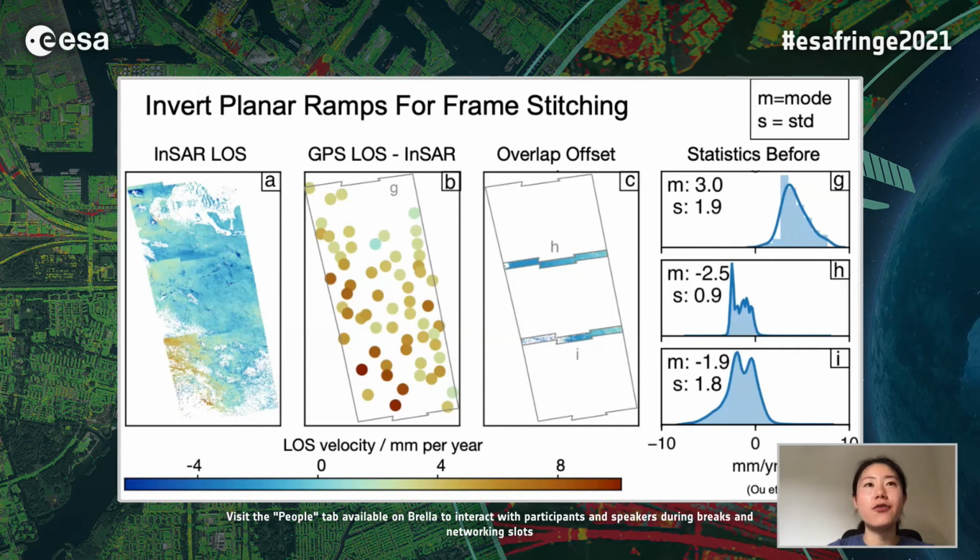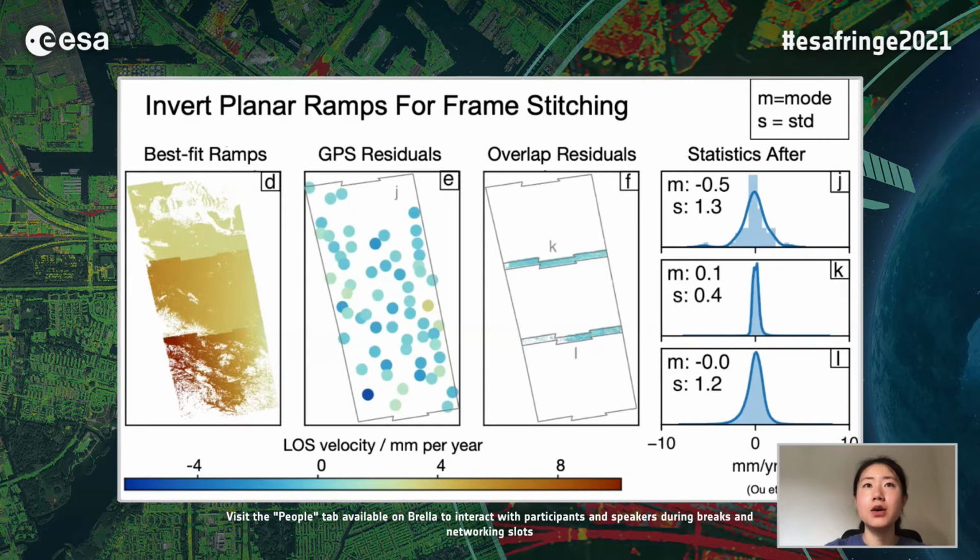So we invert for a planar ramp per frame so as to simultaneously reduce all these offsets. And as a result, we get this. We see the residuals, both for GPS and the InSAR overlaps, all reduce to near zero, and the distributions become very tightly bound Gaussian shapes near zero, which is good news. We can go back and forth to see the effect of this inversion.